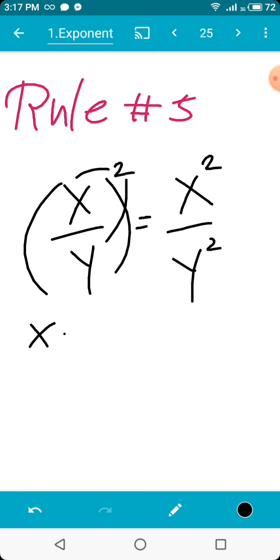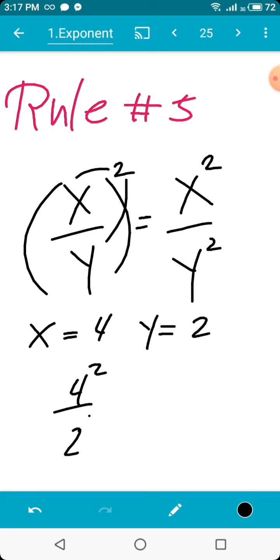So, let's say ang x natin ay 4, and then yung y natin is equivalent to 2. Okay? So, substitute natin siya. So, it will become 4 squared over 2 squared. Okay? And then 4 squared is equals to 16. And then 2 squared, that is 4. So, the answer for this is 4.